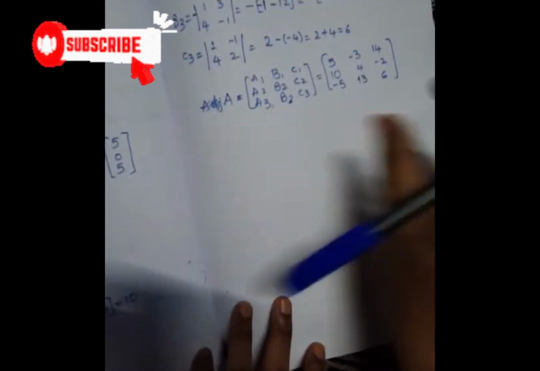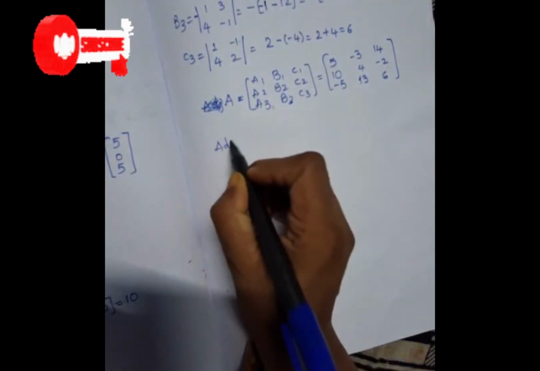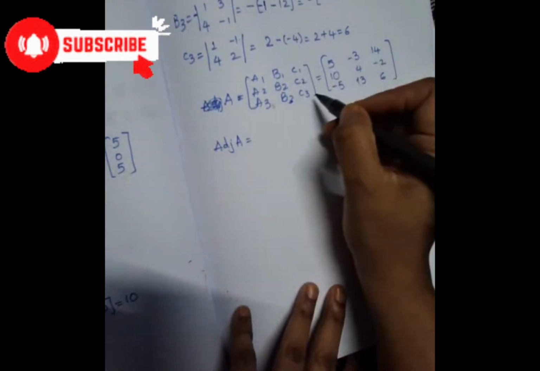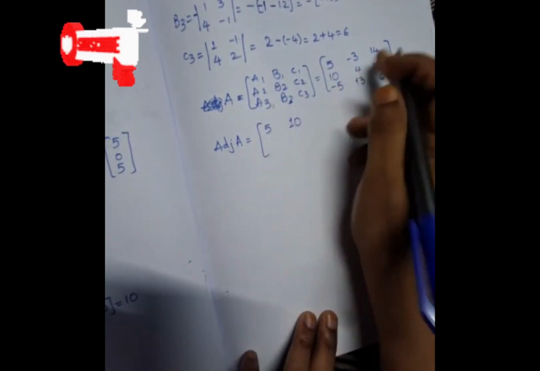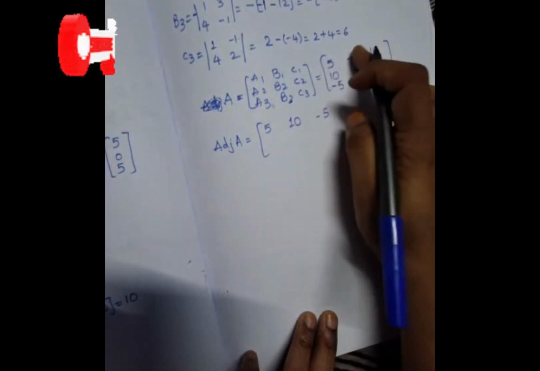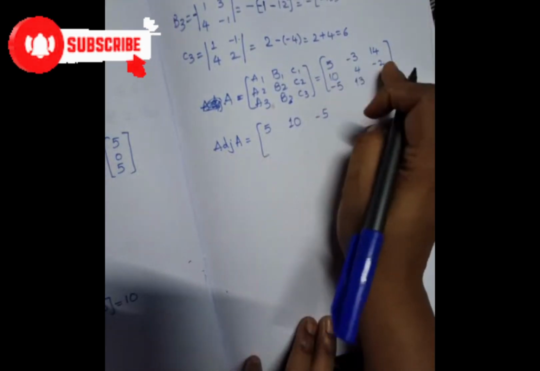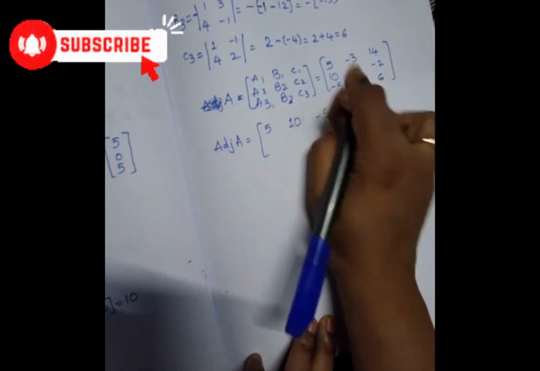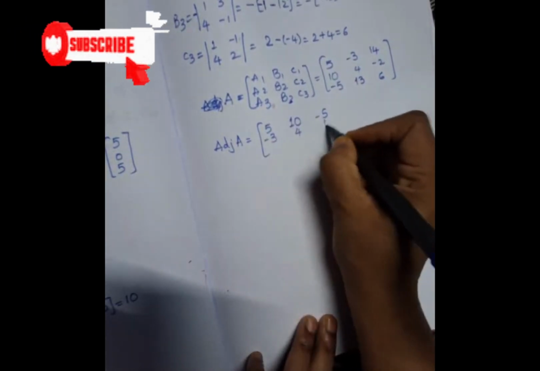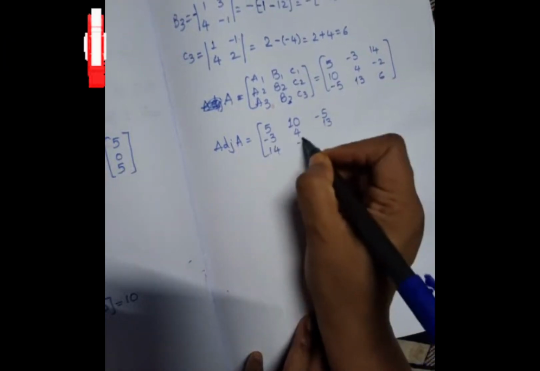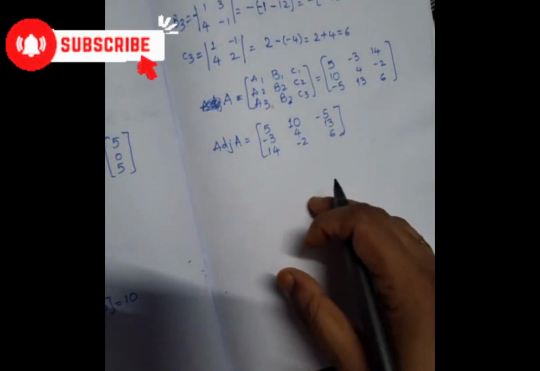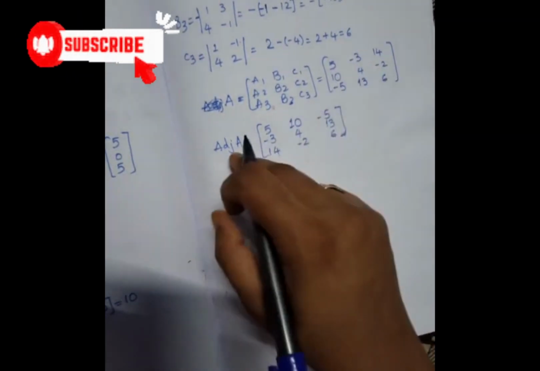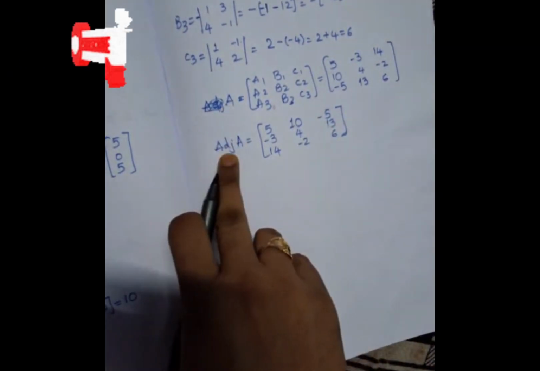So we got matrix A, all determinants we have got. Okay, now adjoint of A. Adjoint of A means we have to make these rows as columns, columns as rows. Okay, 5 10 minus 5, this column becomes a row. Now 10 4 minus 3, 4 13: the second column becomes the second row, minus 3 4 13, the third column becomes the third row, 14 minus 2 6. Okay, we got adjoint of A. We have to make rows as columns and columns as rows, that is adjoint of A.